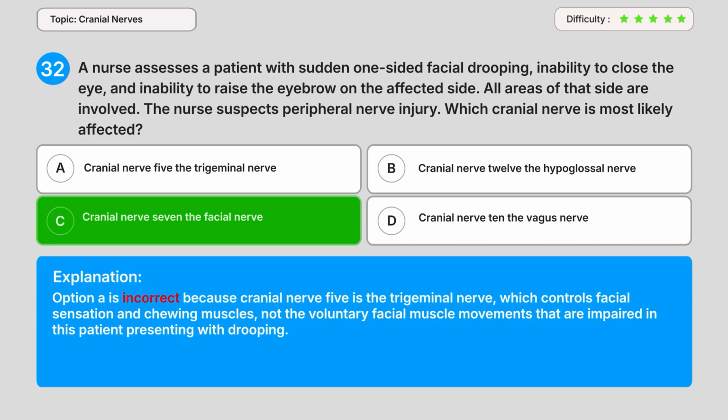Option A is incorrect because cranial nerve 5 is the trigeminal nerve, which controls facial sensation and chewing muscles, not the voluntary facial muscle movements that are impaired in this patient presenting with drooping.